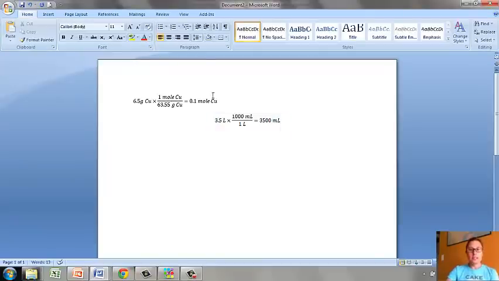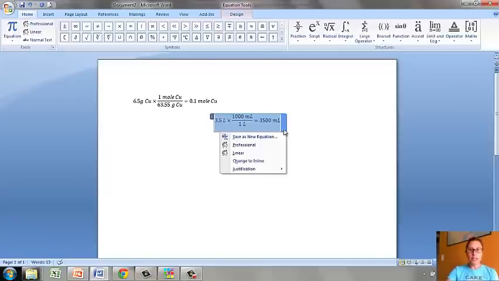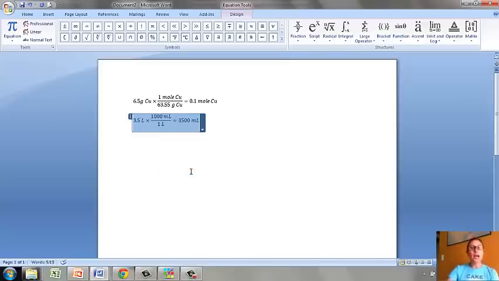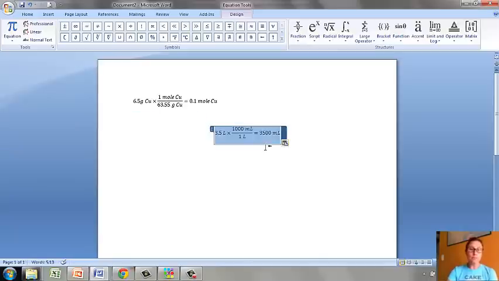And now it's there. I can move it wherever I would like. I can save it as a new equation. I don't know if that would be very helpful. I could change the justification. I can put it over to the left. I can also grab it and move it if I want. Okay, so lots of options with the equation editor, and if you need any other help, please let me know.